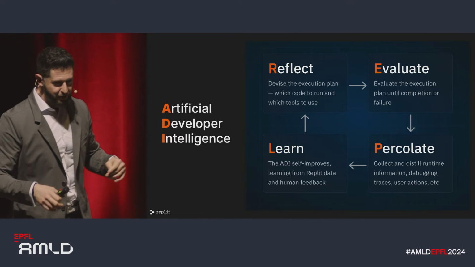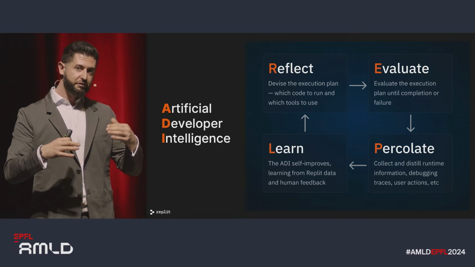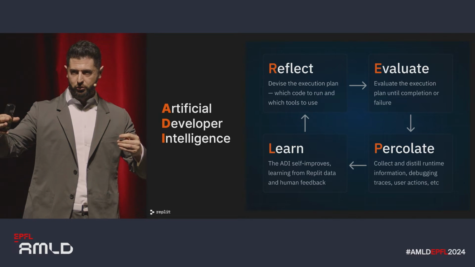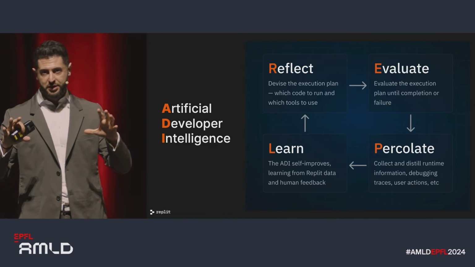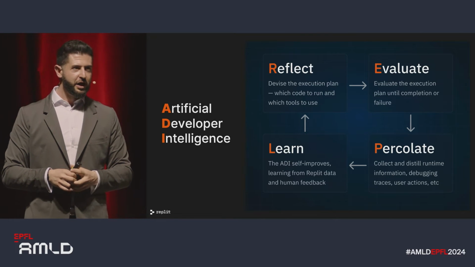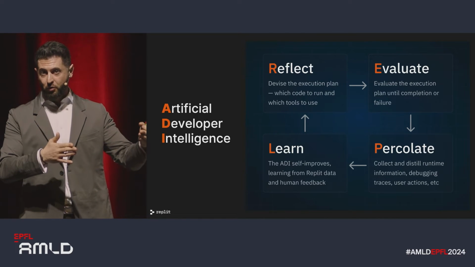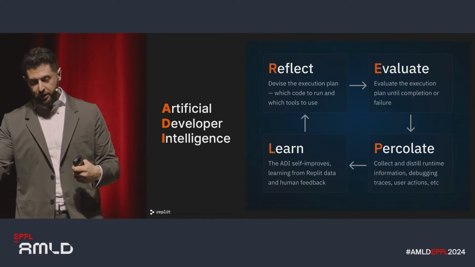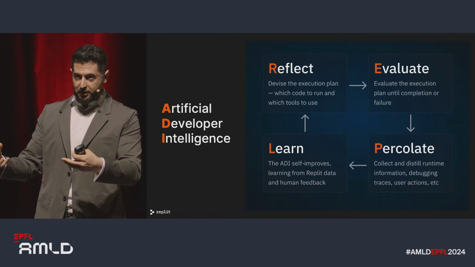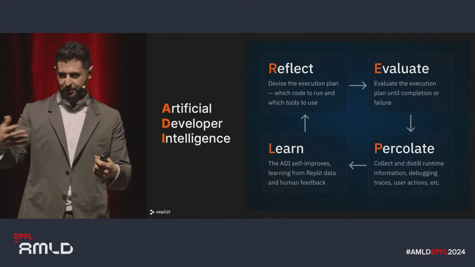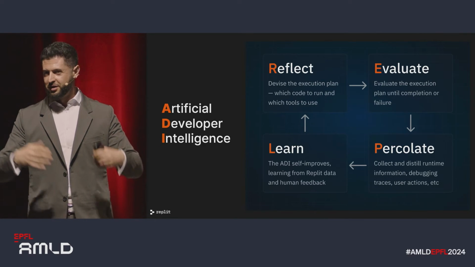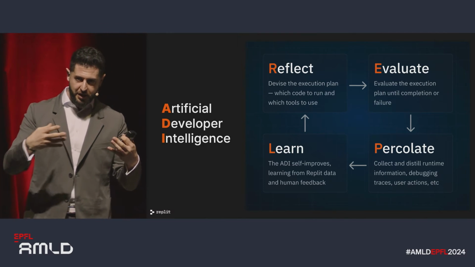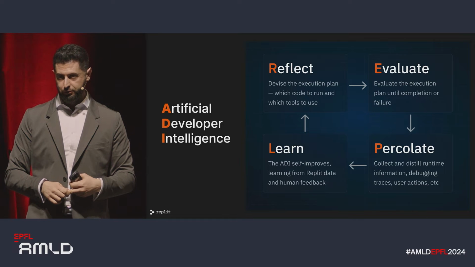So the way I thought about it is, okay, the first step is reflecting. So devising the execution plan, generating the code, figuring out which code to run, which external tools to invoke, etc. Then the moment you have this plan, you evaluate it, you execute it. And the outcome is binary. It either runs correctly and aligns with the intent of the user, or it fails. In case of failure, you percolate: you distill all the different useful data that this failure has generated, execution traces, debug symbols, user actions, and so forth. And you funnel all this data back into the ADI model, and you learn how to make it more powerful.